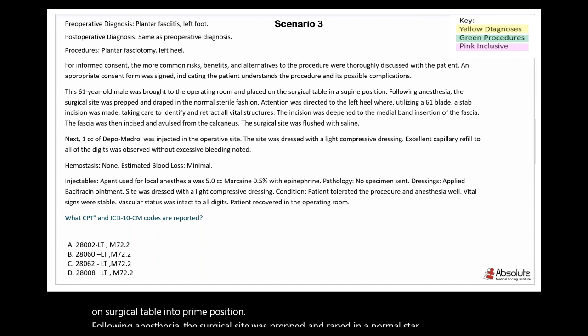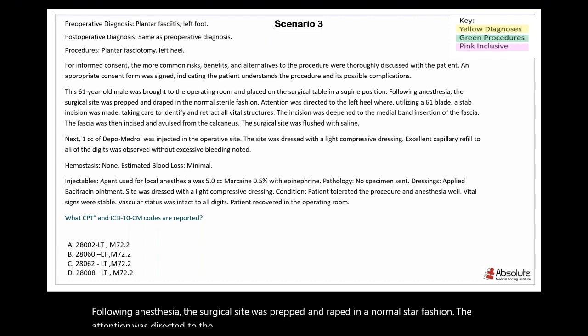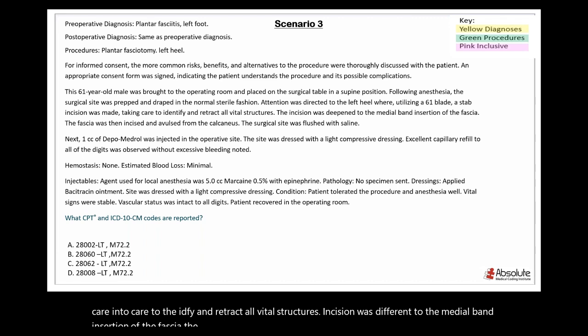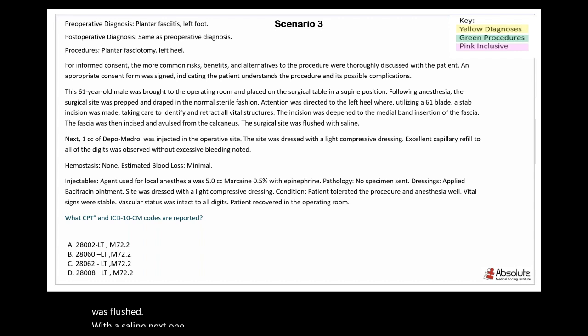Attention was directed to the left heel, where utilizing a 61 blade, a stab incision was made, taking care to identify and retract all vital structures. The incision was deepened to the medial band insertion of the fascia. The fascia was then incised and avulsed from the calcaneus. The surgical site was flushed with saline. Next, 1 cc of Depo-Medrol was injected in the operative site. The site was dressed with a light compressive dressing.